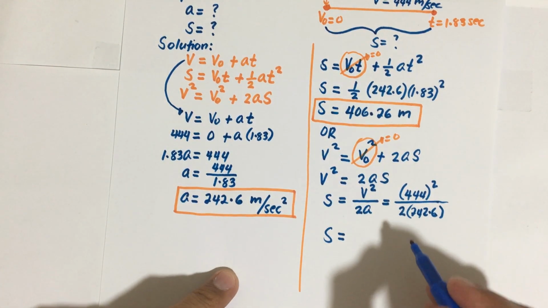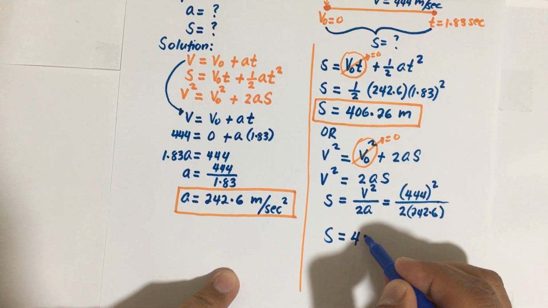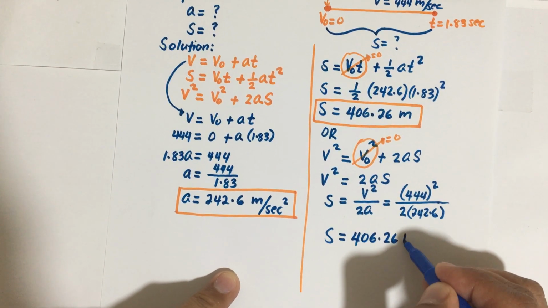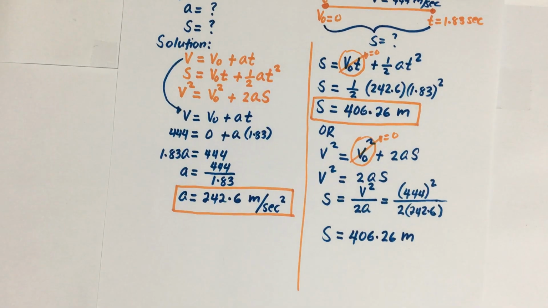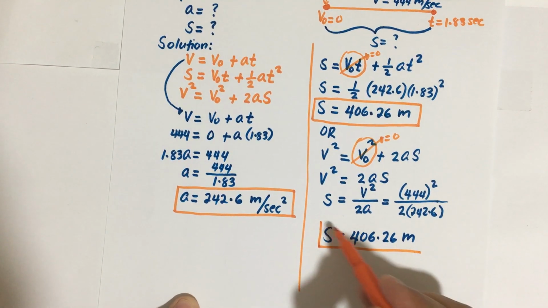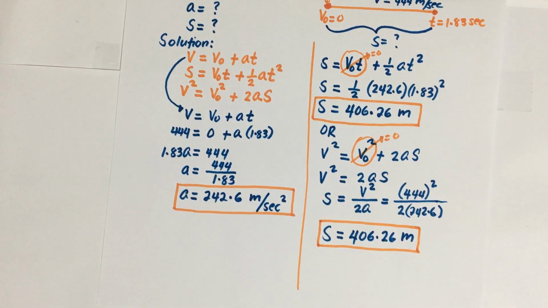Now if you take the exact number, class, it will give us the same result as this. 406.26, so this is also in meters. Okay, so any of the formulas will give us the same result. You may use 2 decimal points or 1 decimal point.